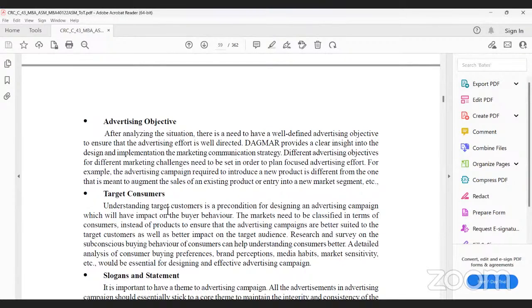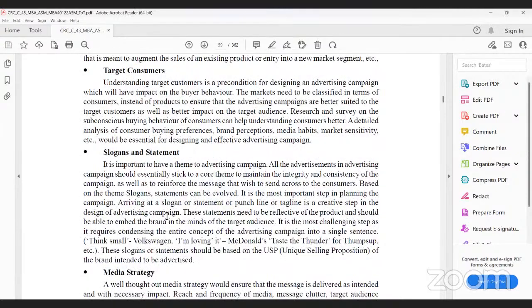The market needs to be classified in terms of consumers instead of products, to ensure that the advertising campaigns are better suited to the target customer as well as have a better impact on the target audience. So slogans and statements. See that some small slogans, an idea, can change life. So we have so many: Boost, the secret of my energy. 2 minutes Maggi, 2 minutes Maggi. Taste the thunder, Thums Up. So there are so many slogans to attract the customer and draw attention to the products.